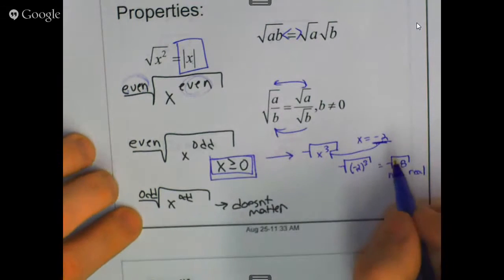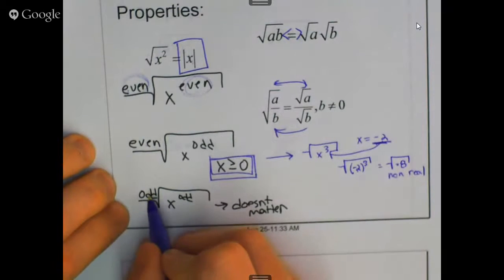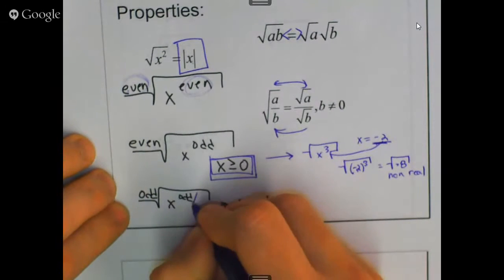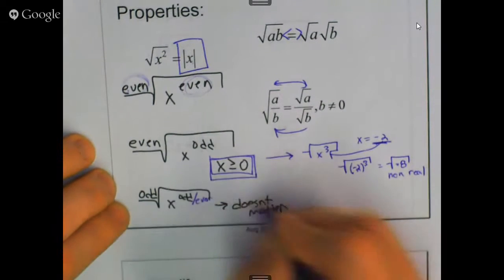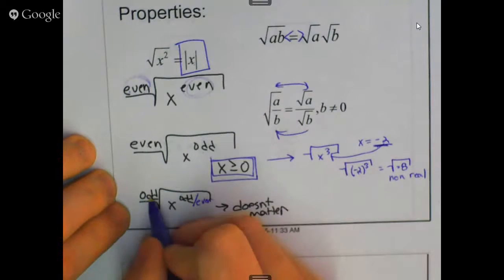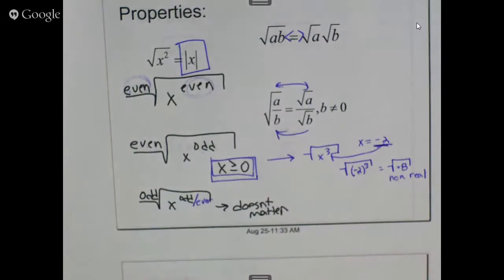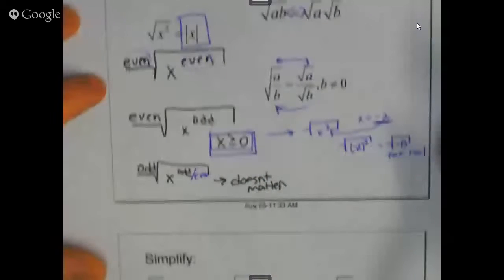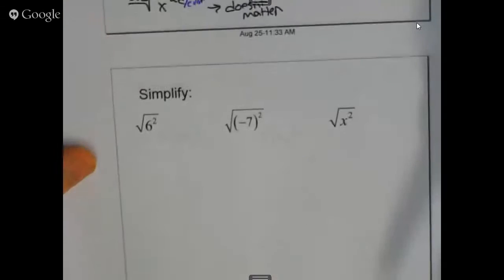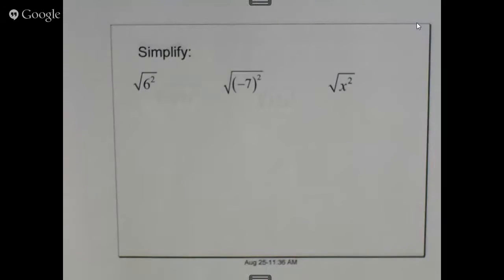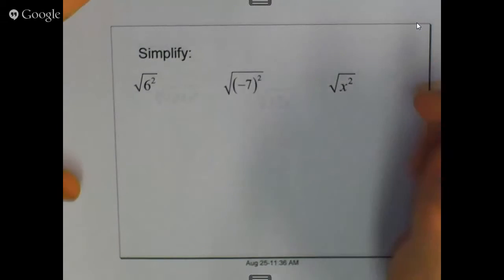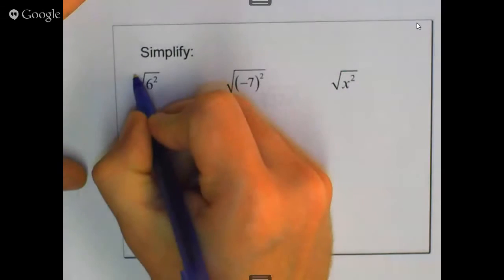So that's good. Now, if I have an odd index, and if this is odd or even, it doesn't matter what x is. With an odd index, I can have negative and positive numbers under there. Okay, it is just fine. Okay, so let's look at some here. Now we're going to look at these a little bit different than you probably did in Algebra 2. Okay, again, if there's no index, it's a 2.